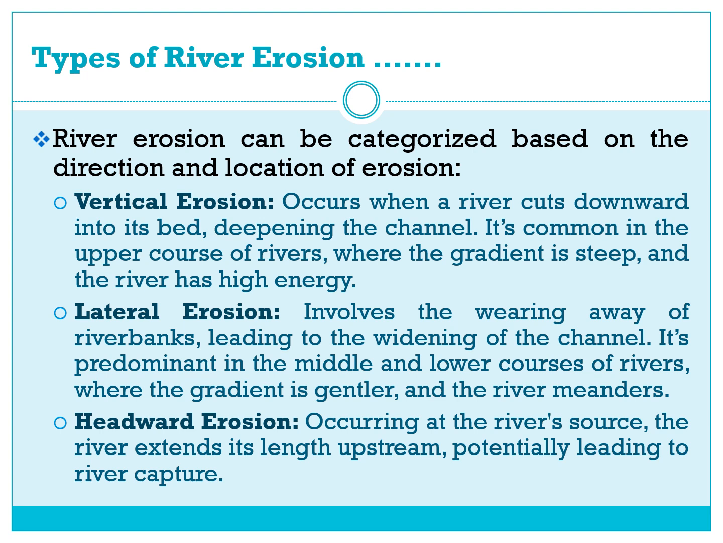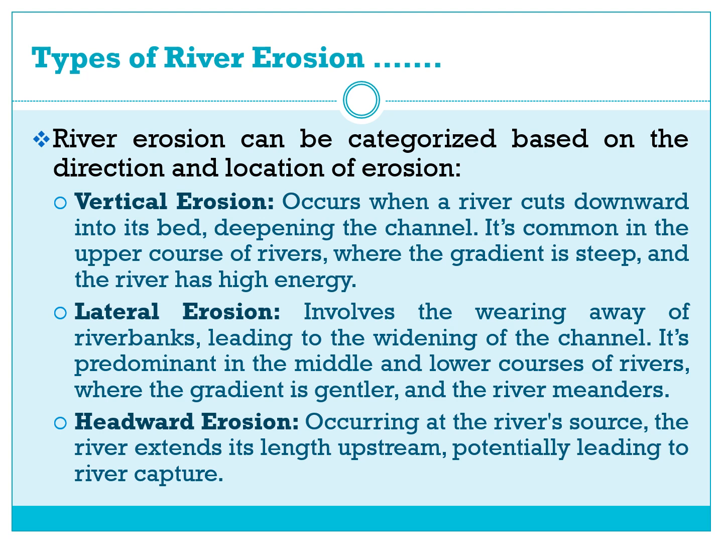Vertical erosion occurs when a river cuts down into its bed, deepening the channel and creating V-shaped valleys, gorges, and canyons. It's common in the upper course of a river where the gradient is steep and the river has high energy.